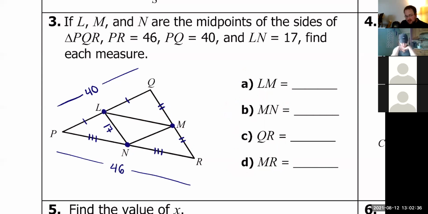Now, the relationship is that the mid segment is half as long as the side that it's parallel to. Or in other words, that side is twice as long as its mid segment, however you want to describe it. So starting at LM, LM is parallel to which side?